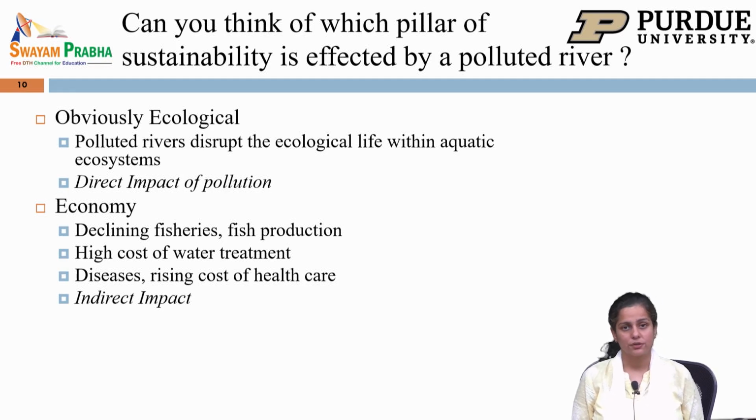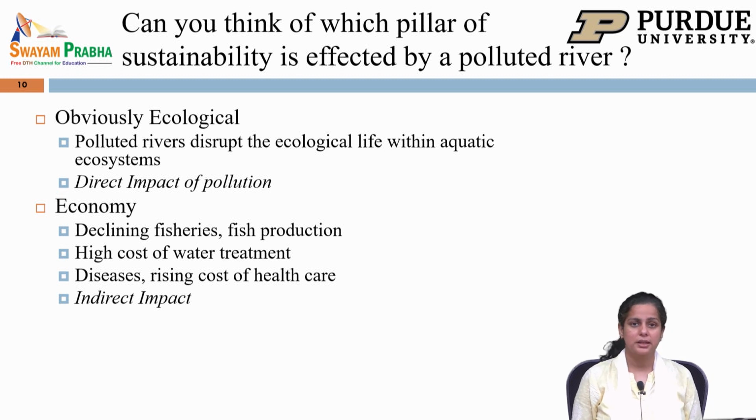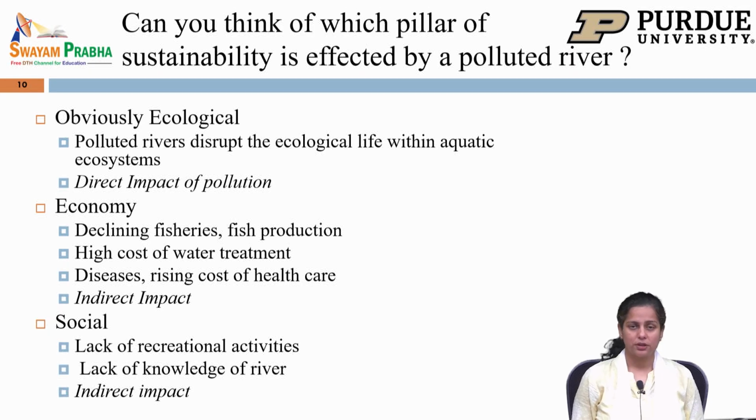On a freshwater river, we are relying on getting water, and if it is very polluted, we are getting a high cost of treatment. And the last is of course, the social. If you have a polluted river, of course, you don't want to go and sit on the banks of that river. So there is a lack of recreational activities.